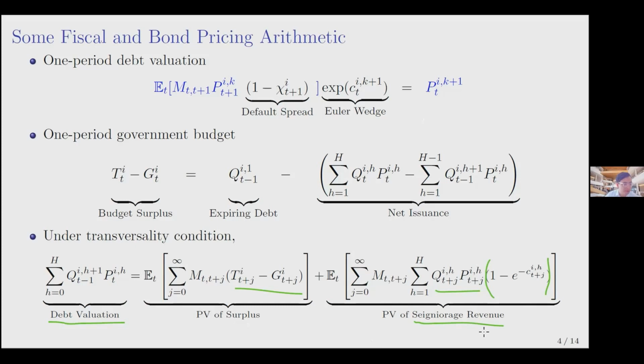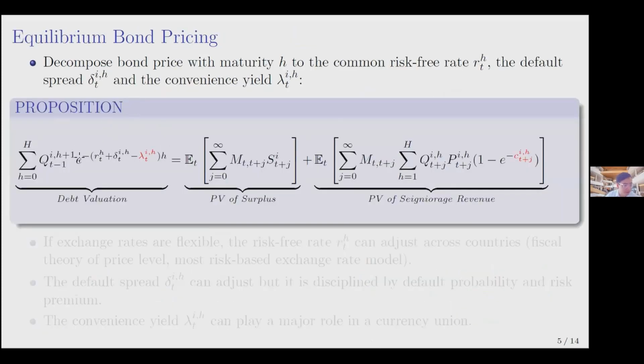Now, let me put this in the form of a proposition by converting the bond price on the left-hand side into its three determinants, as I have introduced in the intro. The bond yield can be decomposed into a common risk-free rate, a default spread, and the convenience yield. So this formula then equates the debt valuation from the financial market to something fundamental about surplus and the seigniorage revenue. I have several comments about this proposition.